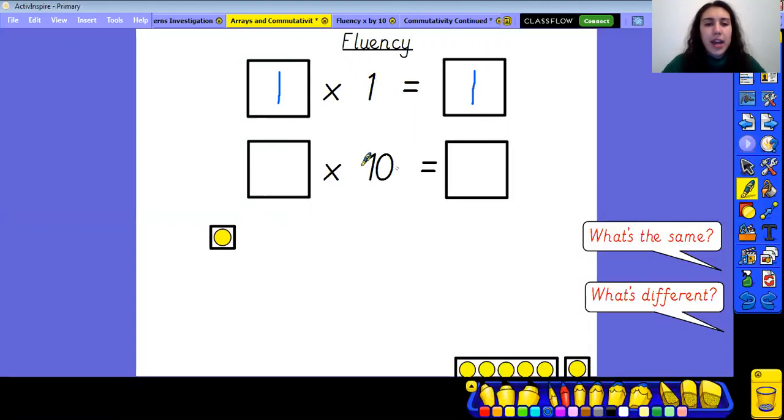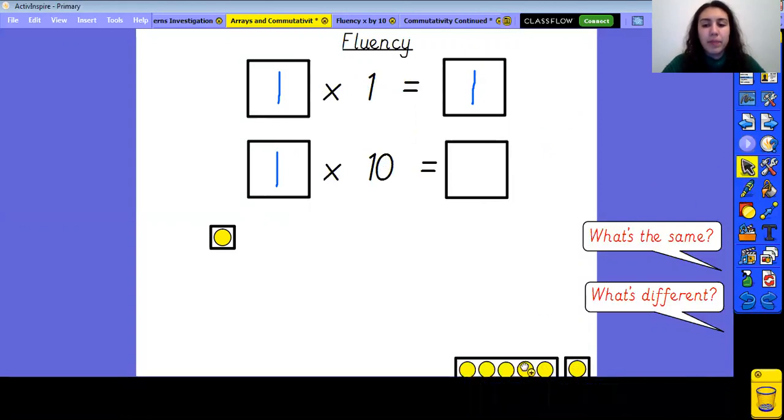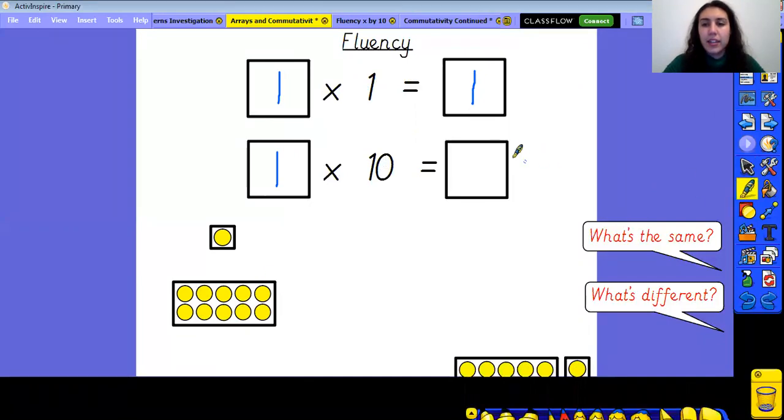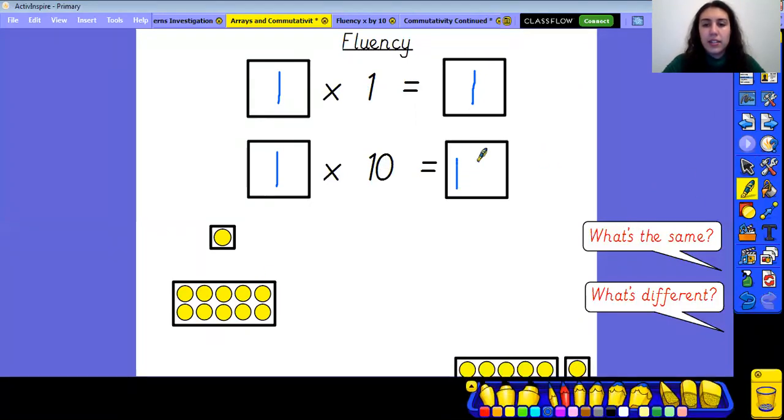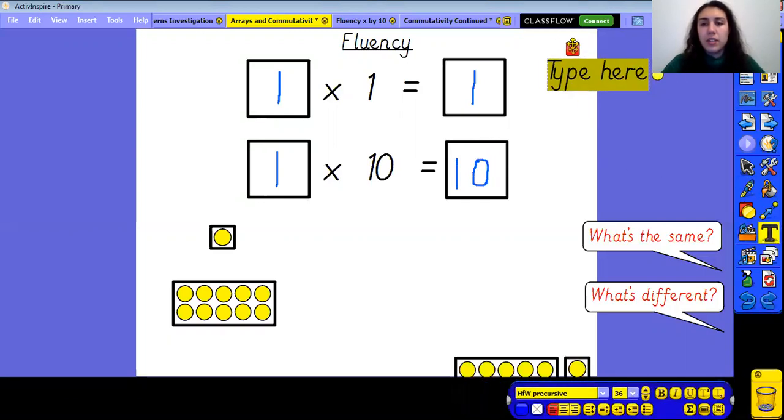What about if we do that with 10 then? What about if I've got one group of 10? What's my answer going to be? We can see down here, this is my one group of 10. And then the number of yellow counters that I've got all together is 10. Fantastic. There we go. So what I'll do is I'll just keep a little note over here so that we can keep a record.